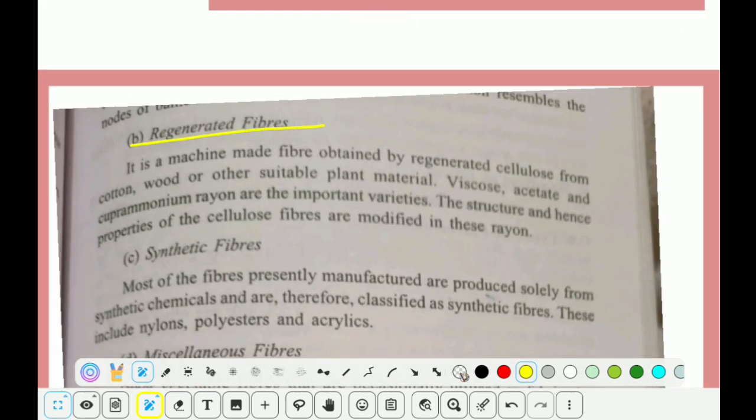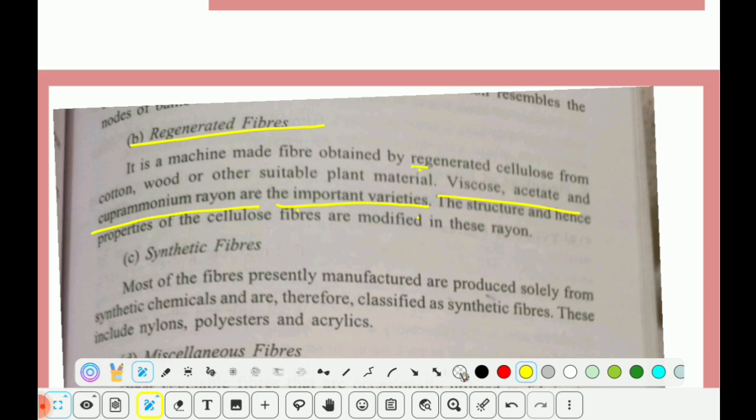Then the regenerated fiber. In the case of regenerated fiber, we obtain the raw material from some plant based product. It can be from some animal based products as well. Then they are processed and converted into a fine material. So they are not the same as natural fiber, and they are neither synthetic fiber, but they are one of their own kind. They are an intermediate category. Here are examples like viscose acetate and cuprammonium rayon. These are some of the examples of regenerated fiber.